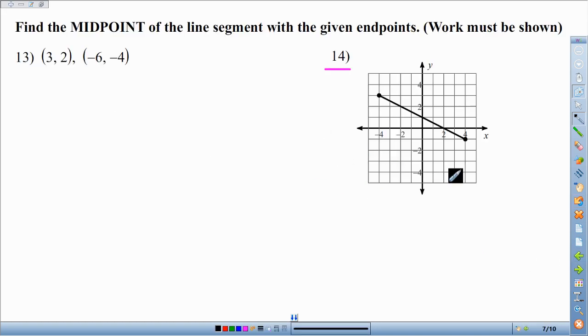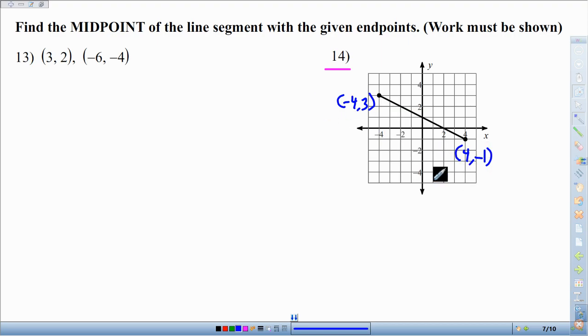Okay, first thing we've got to do though is get the endpoints of our segment. You guys notice on 13 they are giving you them. On 14 we need to find them. So let's do it. Let's start with this point here. Looks like it's at -4 on the x, +3 on the y. And this one here is at +4 on the x, -1 on the y.